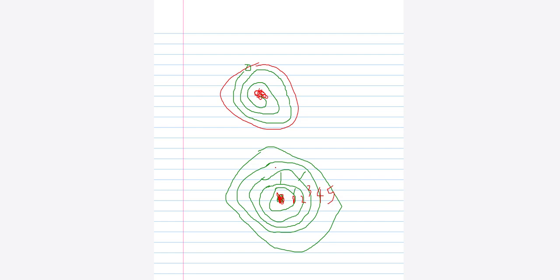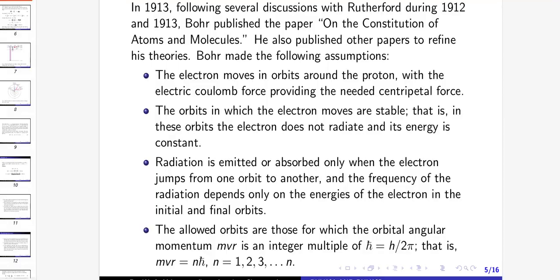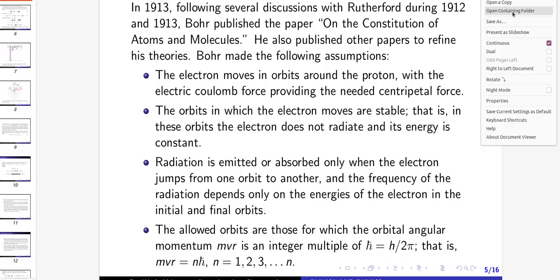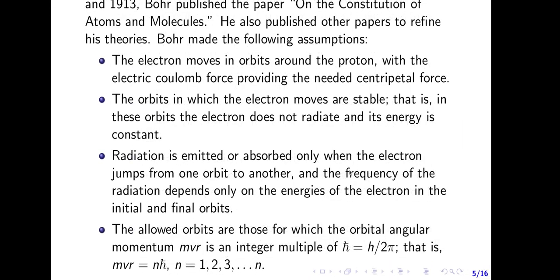The electron cannot be in between. It cannot be at this point. It's not allowed. It can only be at this orbit, or the second orbit, or the third orbit, or the fourth orbit, or the fifth orbit. It cannot be in between 3 and 4, and it cannot be in between 4 and 5. These interpretations are very important, and they form the foundation of our understanding of modern physics.